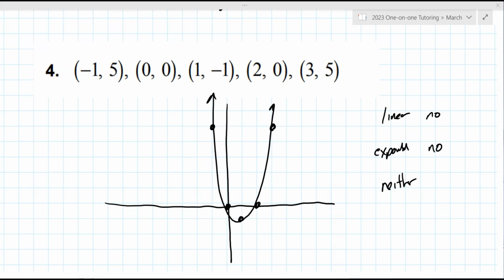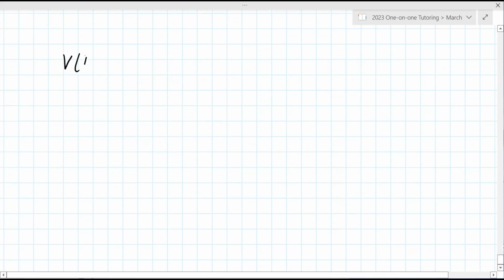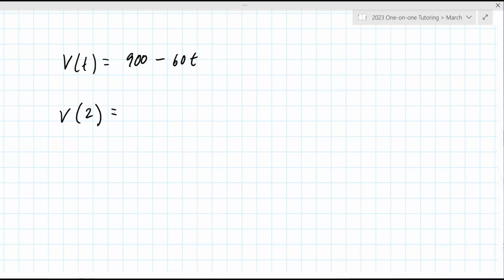So let me give you a function here. Let's say v of t equals 900 minus 60t. Go ahead and calculate v of 2 for me, please. 780. Okay. And now go ahead and calculate v of 7 for me, please.